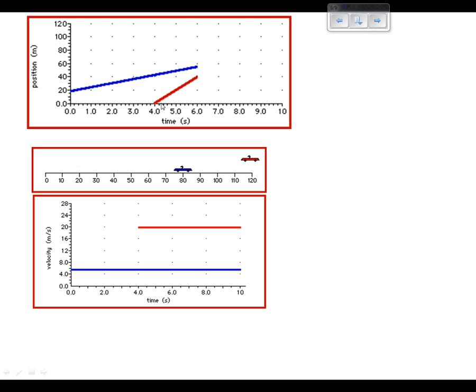Can you tell from the bottom graph here, the velocity time graph, which one's going faster? How can you tell? The red one, because it's higher. Can you tell me which one is accelerating more? Which one's speeding up faster? Jake's going bold and he's saying neither.